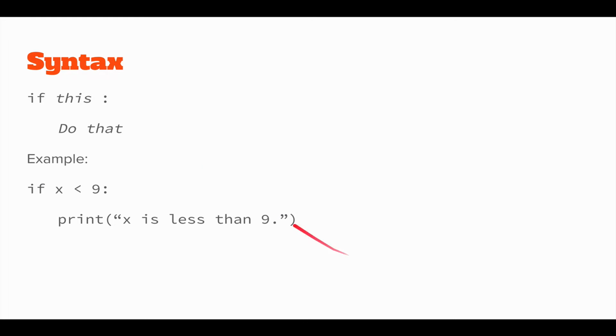So these are simple ifs. The if this, then that. If this, then that. Those are the simple decisions we'll be making. So the general syntax is, of course, if this, a colon, on the next line, indenting, do that. So for example, if x is less than 9, print x is less than 9.